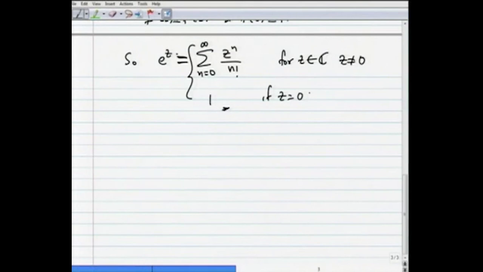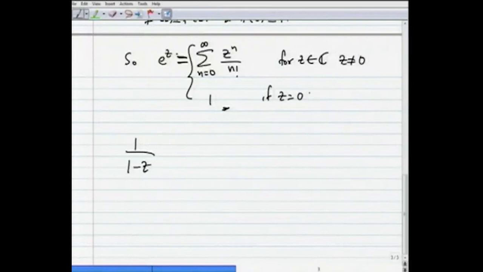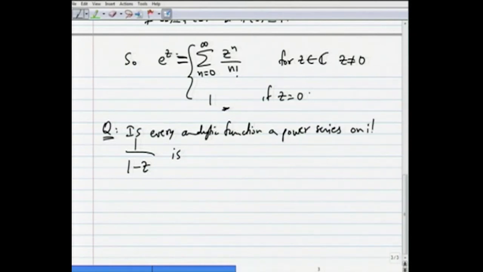Now a question can be as follows: is every analytic function a power series, or so to say, can every analytic function be expressed as a power series? Well, we already know that the answer is no, because 1 by 1 minus z is analytic on... Okay, so let me write the question. The question is: is every analytic function a power series on its domain of analyticity? That is the question.